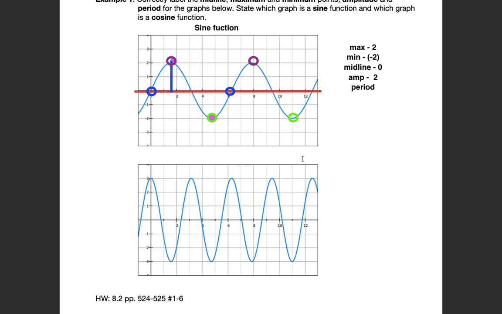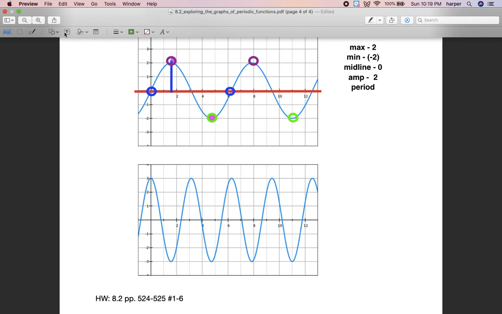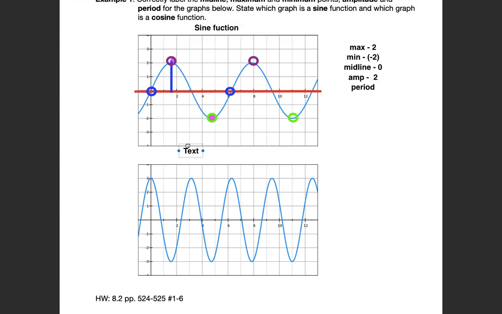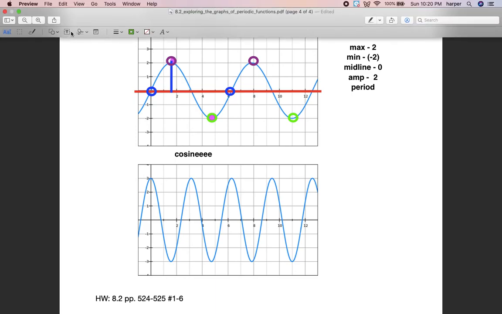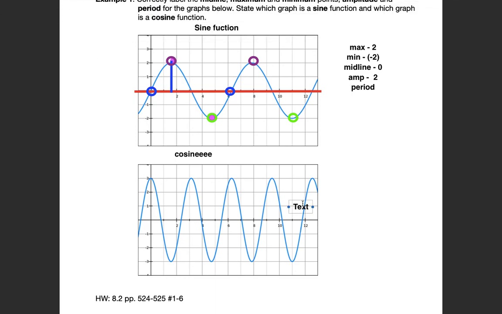All right, we'll do this last one together, and then you'll have the homework. So this guy doesn't start at 0. When it doesn't start at 0, it is a cosine. I'm not going to be drawing anything on this just because it got really confusing. But the max looks like it's 3. It doesn't cross that. The min goes down to -3. So it doesn't cross that.